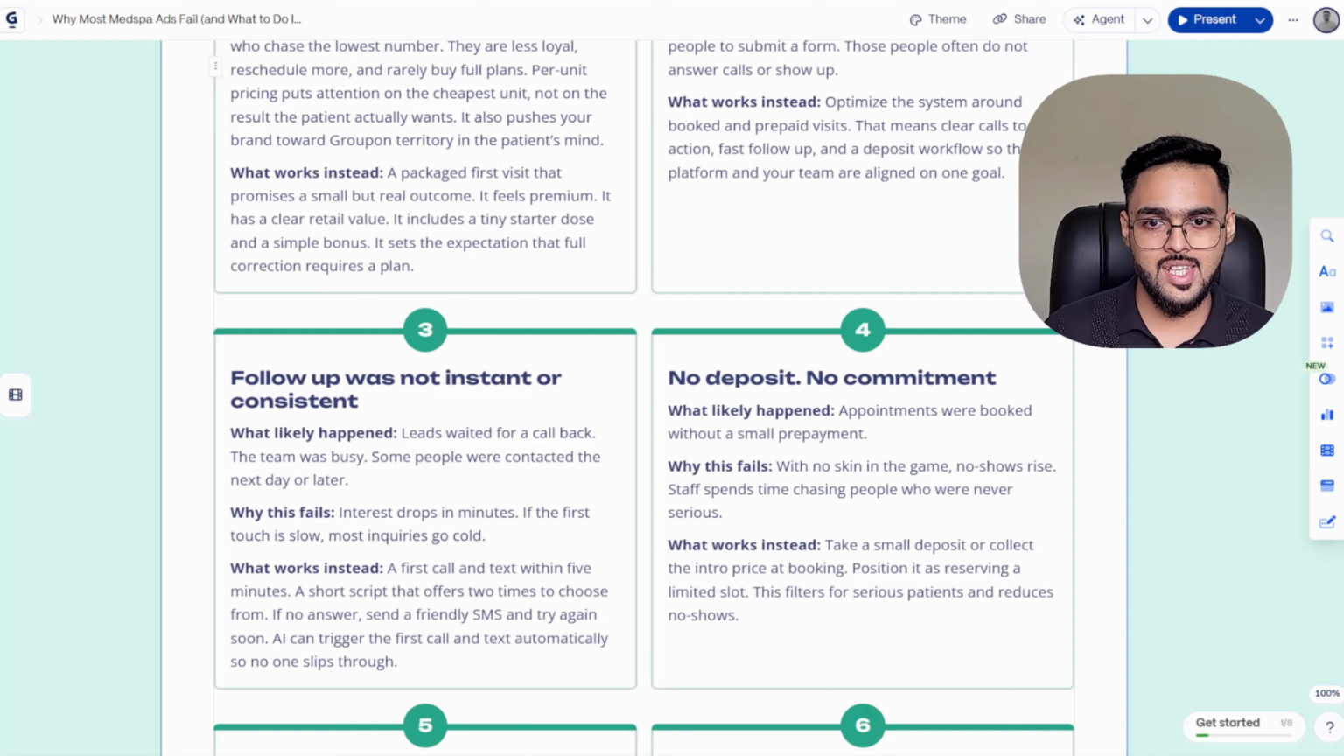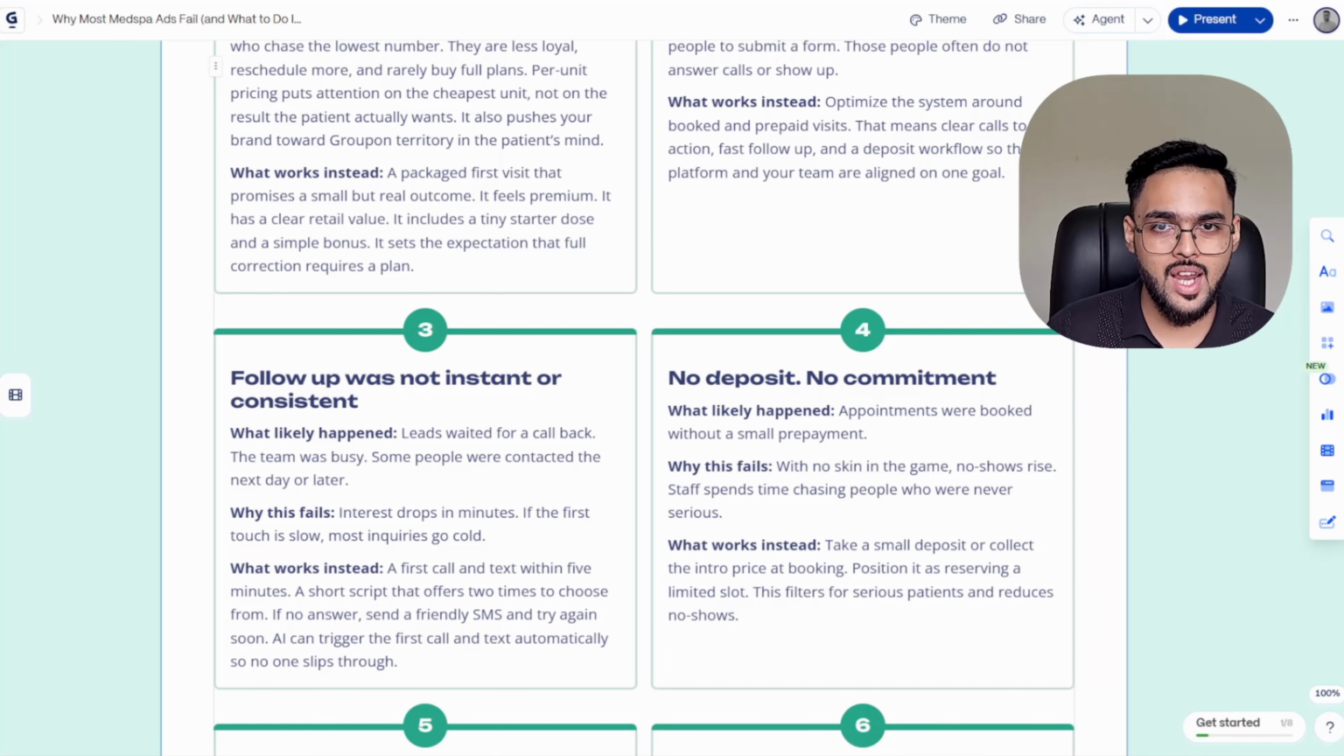So, the next reason is no deposit and no commitment. When booking is free, people treat it casually. Real life example: someone grabs a slot, but if something comes up, maybe their car broke down, maybe someone got sick, they don't show up. You've blocked the time, your provider is waiting, and the chair remains empty. The fix is collecting a small deposit or the intro package fee upfront. Frame it as reserving their spot. Even $25 to $50 changes the psychology because then they're committed.